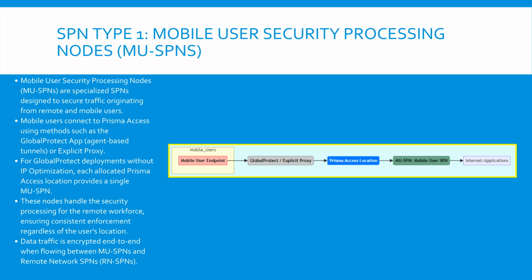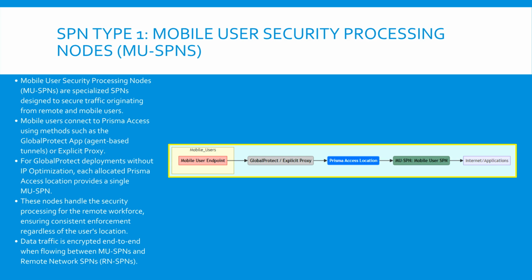For historical context, in Global Protect deployments that have not utilized the optional IP optimization feature, each physical Prisma Access location you allocate receives one MUSPN. Crucially, the data transmitted between MUSPNs and other major nodes, specifically remote network SPNs, is encrypted end-to-end. This robust encryption guarantees the integrity and confidentiality of the traffic as it traverses the cloud infrastructure. What have we understood about MUSPNs? They are the dedicated security components for securing the mobile and remote workforce, primarily supporting connections via Global Protect and explicit proxy, and maintaining end-to-end data encryption.